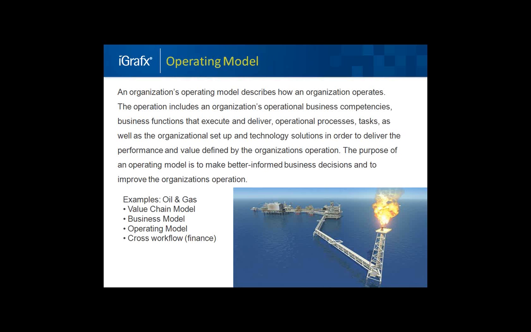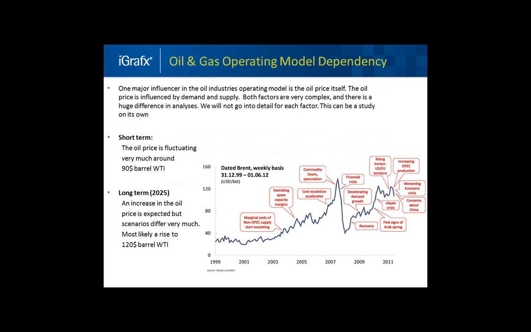It's the value chain models, the business models, the operating models, the cross workflows. In this case we actually chose finance because it touches the most. The business model we did choose was upstream. We could choose from upstream, downstream, the chemical and the loop, and lots of other areas. We chose upstream. So having set the scene, let's jump directly into it.